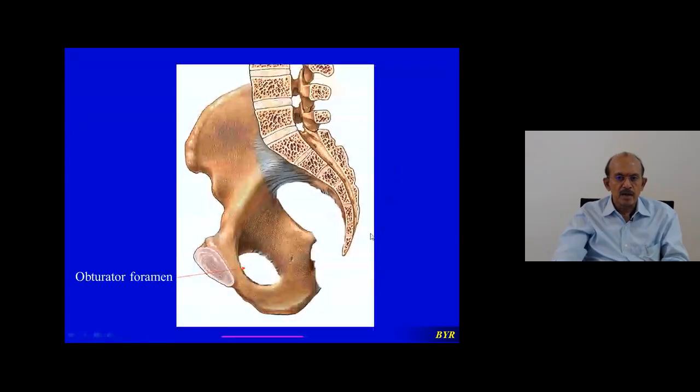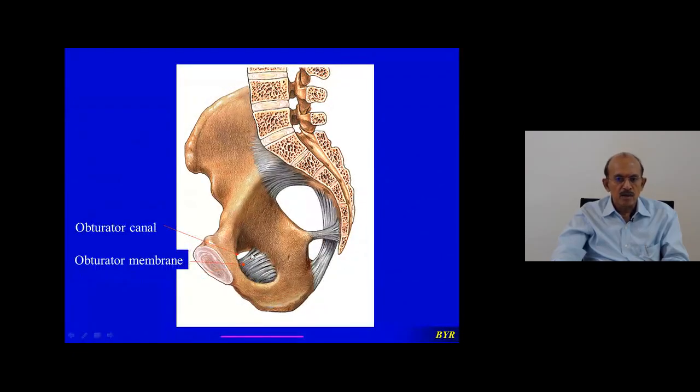Next is the obturator hernia. So what is obturator hernia? This is the pelvic bone, and you see here the obturator foramen. As you all know, the obturator foramen is filled with obturator membrane. This is the obturator membrane. And the upper part is not filled with obturator membrane, so the leftover part is called the obturator canal. This is for transmission of obturator vessels and nerves from the pelvis into the thigh. That's why this particular opening is left over here.